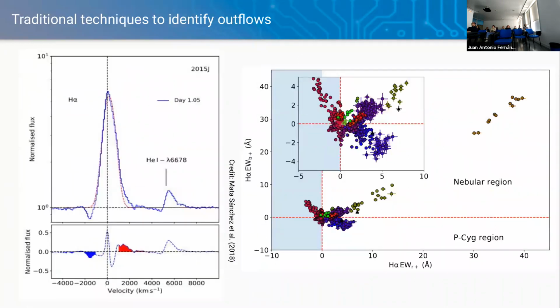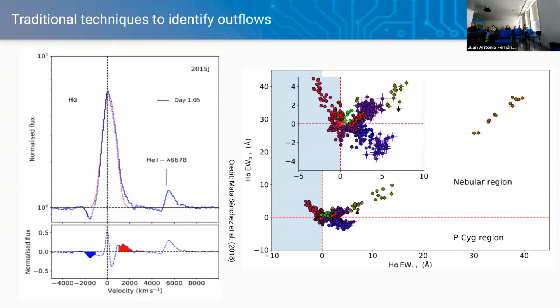Because we are seeing it in a lot of different systems, and we are interested in detecting these outflows, at the beginning, we were just looking at the spectra and deciding if there was something there or not. But we needed something more objective, something more robust to be able to detect them. And that's why at the beginning, we developed this excess diagram, which is quite simple. So you have your emission line, let's say this H-alpha line, you fit a Gaussian to it, and then you look at the subtraction of the profile minus the fit.